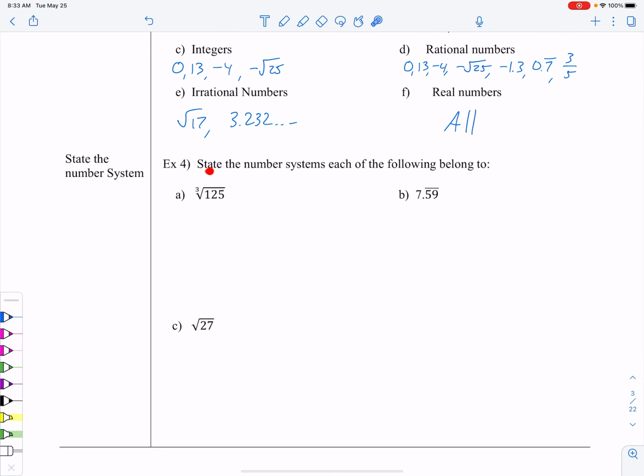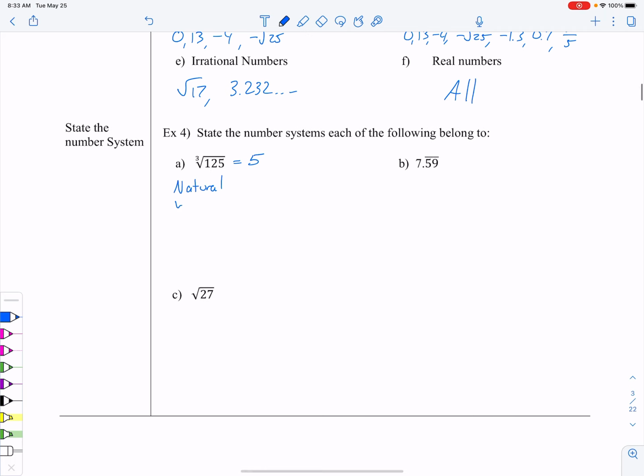Question 4, state the number system each of the following belongs to. So here we have the cube root of 125. So first we need to simplify. Can we simplify cube root of 125? We can, it's 5. So 5 is a counting number, so it belongs to natural, and then it belongs to everything under that. So whole, integer, rational, and real. So it has a lot of different things.